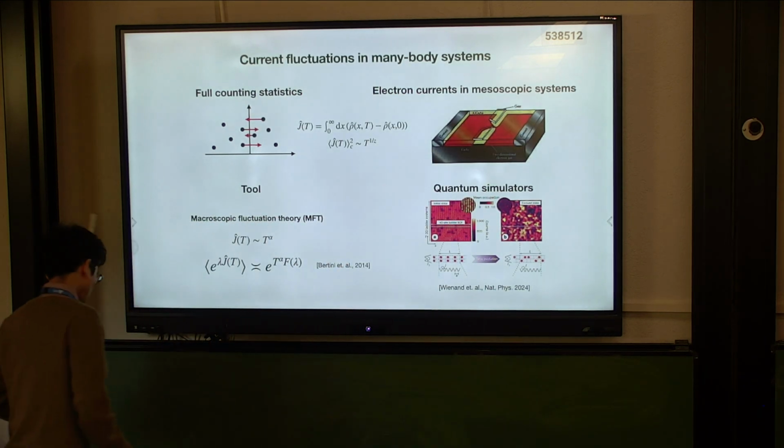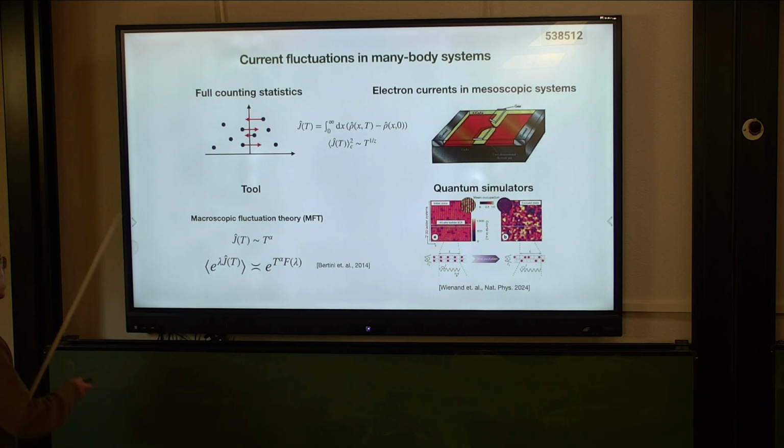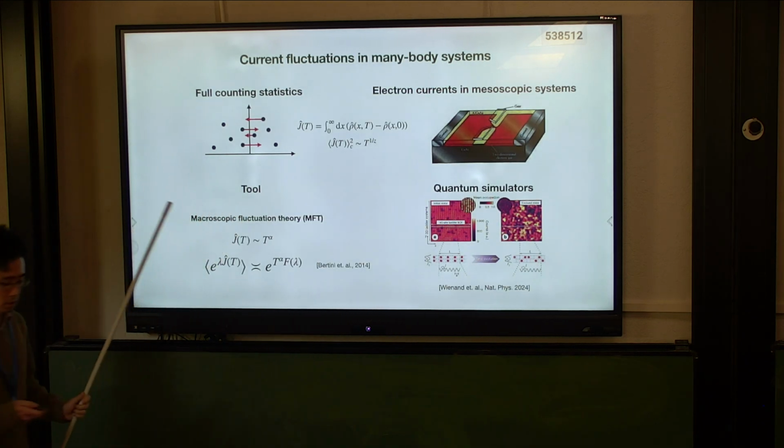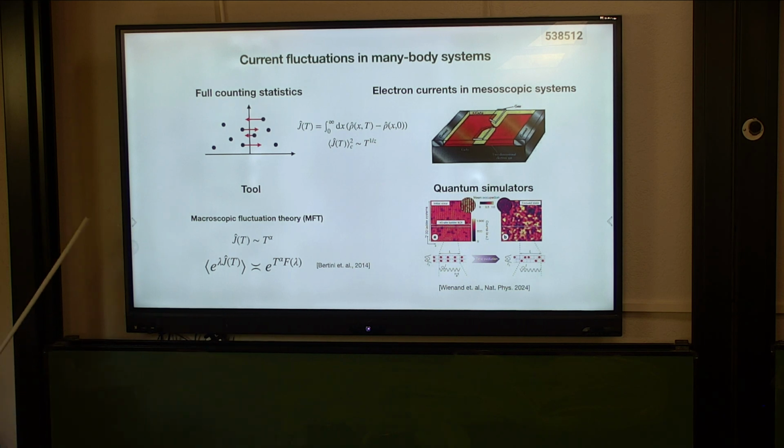right. But let me start with something really basic and to motivate why I think these fluctuations are interesting. The fluctuations I want to talk about are called current fluctuations in many-body systems. And here, many-body systems can be really any systems, could be quantum, classical, or deterministic, or even stochastic, so long as there are some particles that are interacting non-trivially in the system.